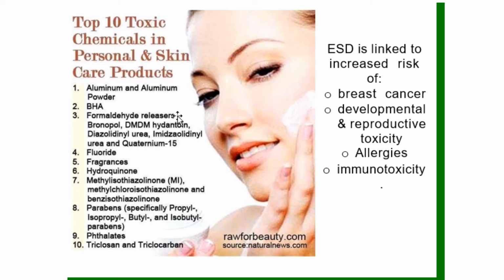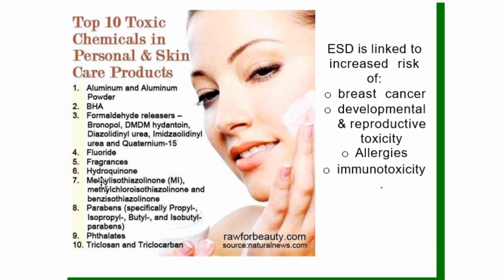Number 3, we have formaldehyde releasers. These are examples of chemicals that release formaldehyde. Number 4, we have fluoride. An example is toothpaste, of course. The function of fluoride is to strengthen your teeth. Number 5, we have fragrances, perfumes, for example. Number 6, we have hydroquinone. Hydroquinone is a skin lightening agent. So in our lotions, for those who want whiter skin, or soaps, they have it.